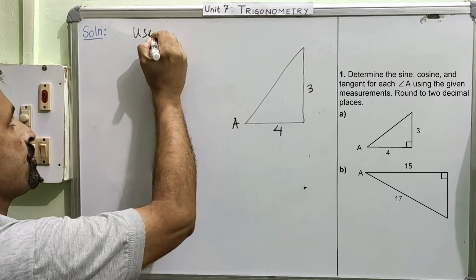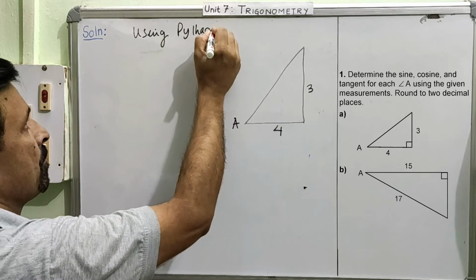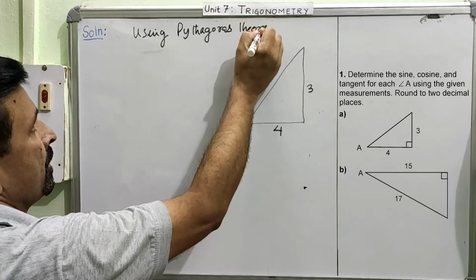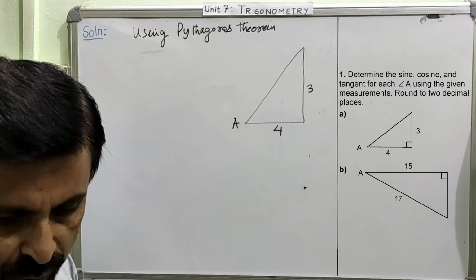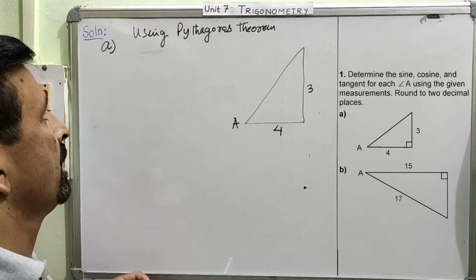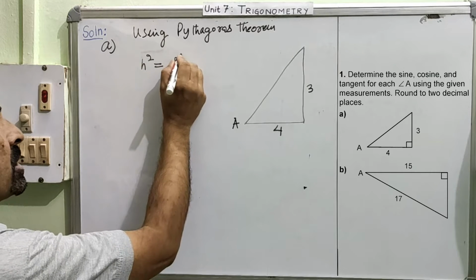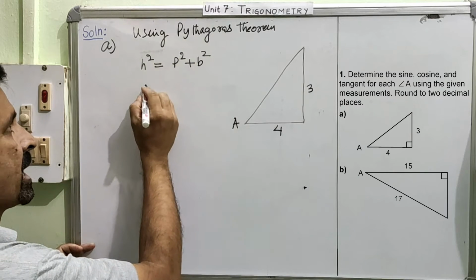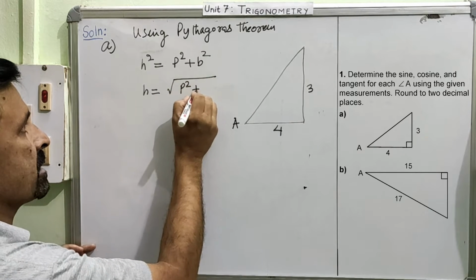Using the Pythagoras theorem. Here I am showing you the calculation of question number 1a. Since the hypotenuse is missing, h square will be equal to p square plus b square. You know the Pythagoras theorem, and then the square is shifted to the other side. So h will become equal to root over p square plus b square.